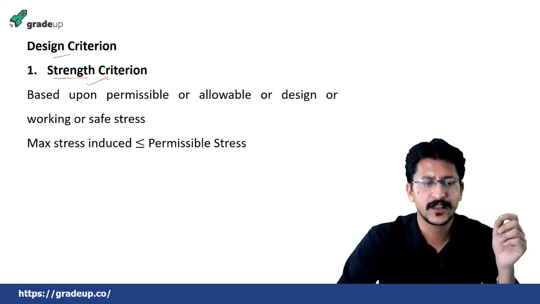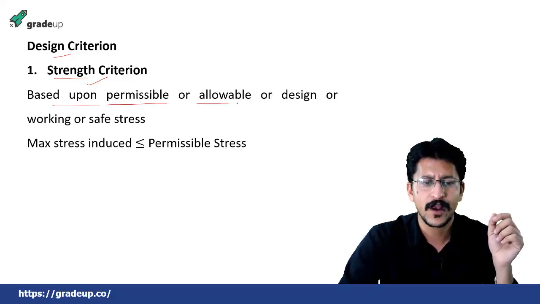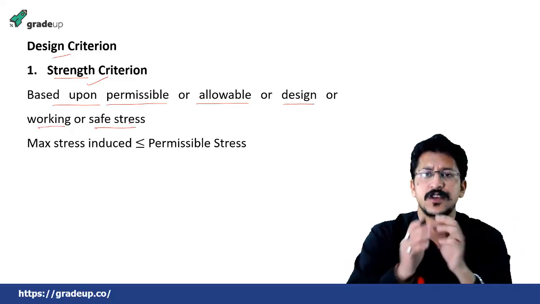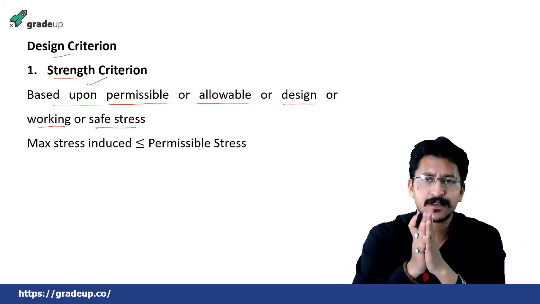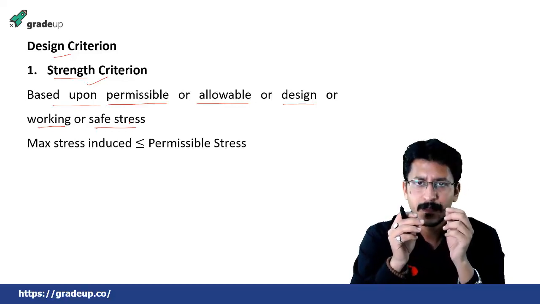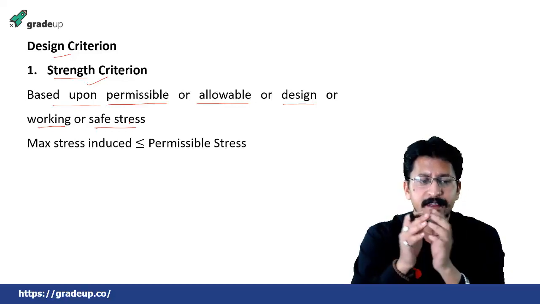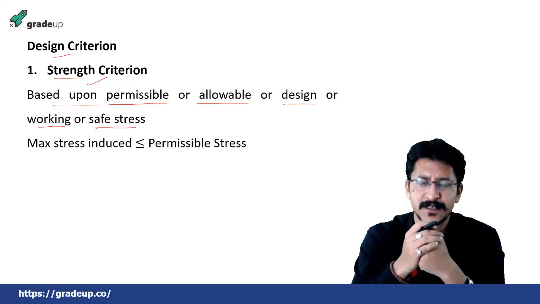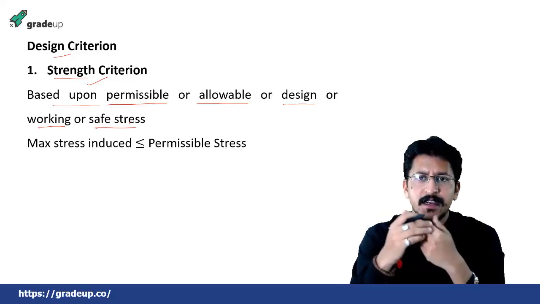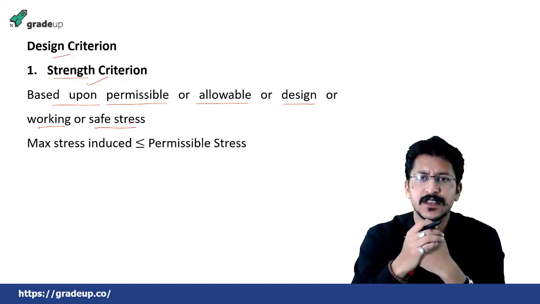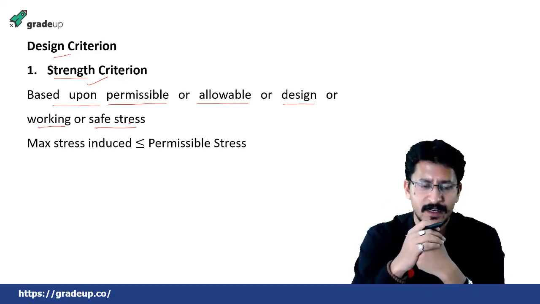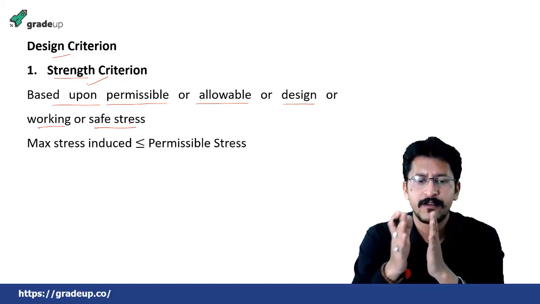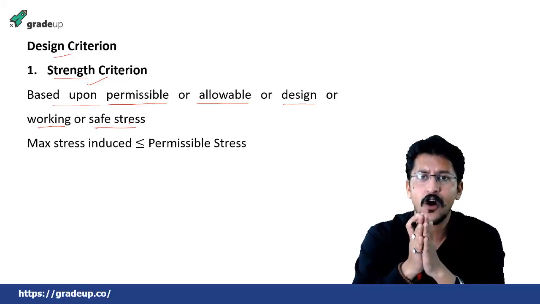Starting with the strength criteria, it is based upon permissible or allowable or design or working or safe stress. These are all names for a single entity, that is, you can call it permissible stress, allowable stress, design stress, working stress or safe stress. What is that? We will take it up when we introduce the concept of factor of safety.